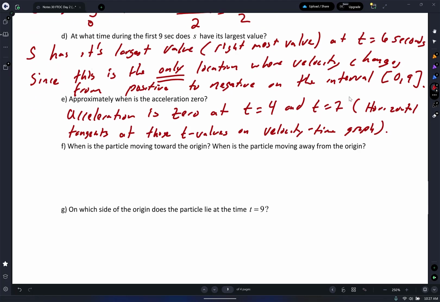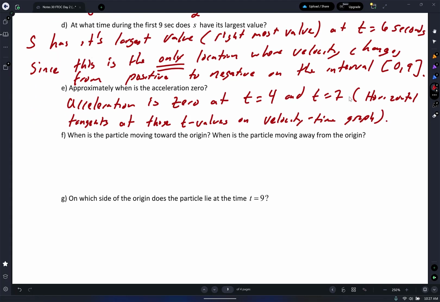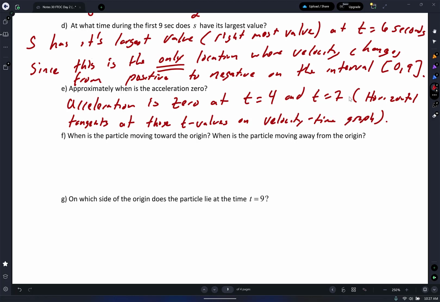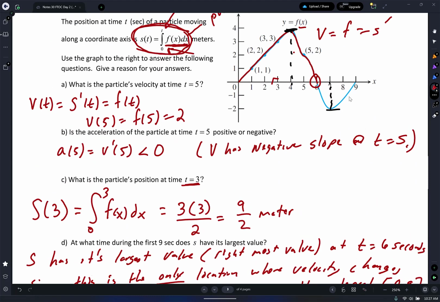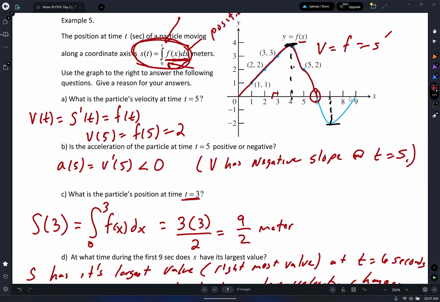Okay. When is the particle moving toward the origin? When is the particle moving away from the origin? Let's do the away one first. I start at the origin because at time 0, you are at 0. And you're moving away from the origin all the way until I hit what t-value? Not 4, but 6. At 4, that's just the maximum velocity, but I still keep moving to the right all the way until you hit 6 seconds.